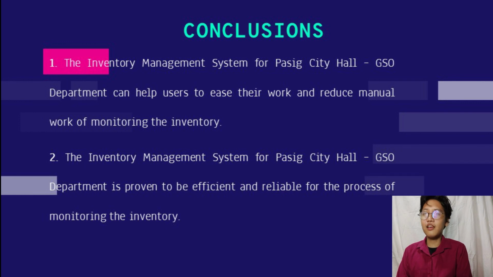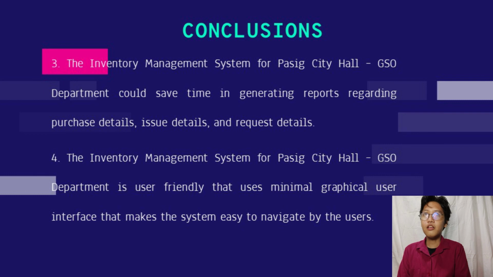Based on the findings of the study, the following conclusions are drawn. The inventory management system for Pasig City Hall GSO department can help users to ease their work and reduce manual work of monitoring the inventory. It is proven to be efficient and reliable for the process of monitoring the inventory. It could save time in generating reports regarding purchase details, issue details, and request details.